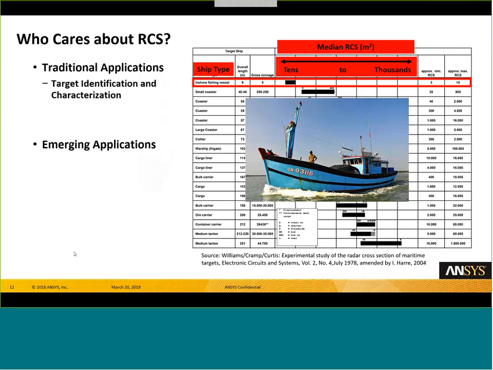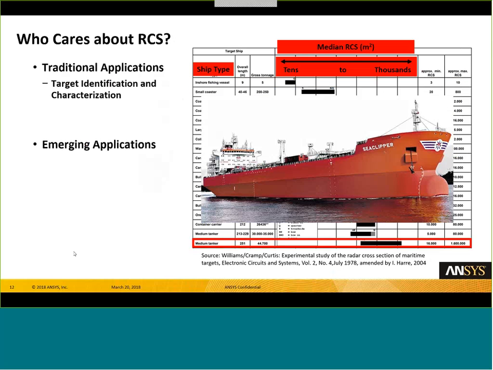As you can see, the type of vessel indicated here, depending on its size, could be measured in tens of meters squared for RCS, if you're talking about something like an inshore fishing vessel, or thousands of meters squared if you're talking about something like a tanker ship. It's worth noting that there's quite a range of values if you look at the minimum and max values, because the response you get from an illuminated target is really going to depend on that look angle, which can vary quite a bit depending on the orientation of the object and the radar itself.